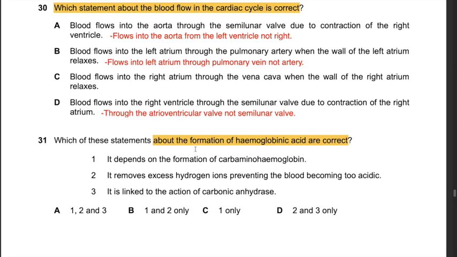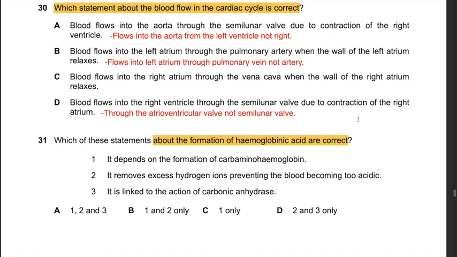Question 30. Which statement about the blood flow in cardiac cycle is correct? A. Blood flows into the aorta through the semilunar valve due to contraction of the right ventricle. That is incorrect. It flows into the aorta from the left ventricle, not right. If you recall the structure of the heart and how the cardiac cycle occurs, blood will flow into the aorta from the left ventricle. Blood will flow into the pulmonary artery from the right ventricle.